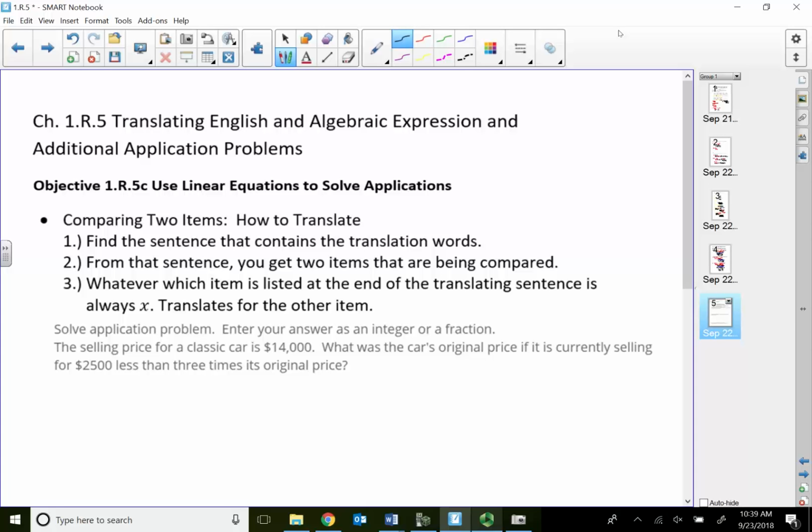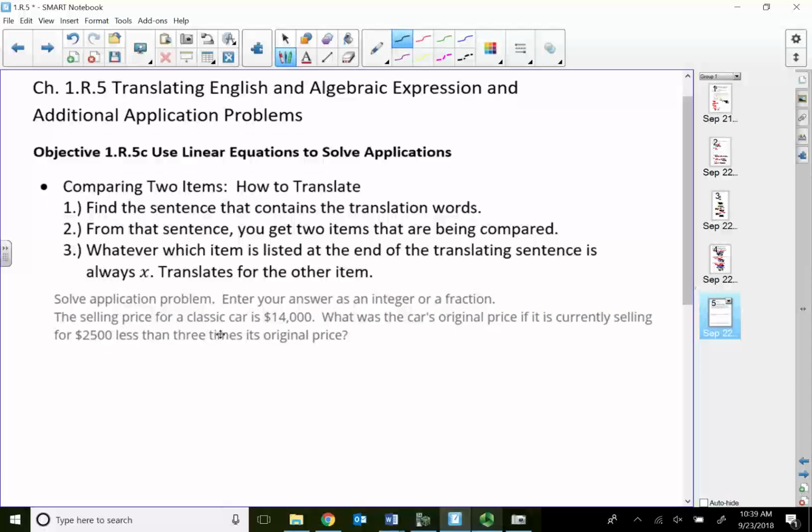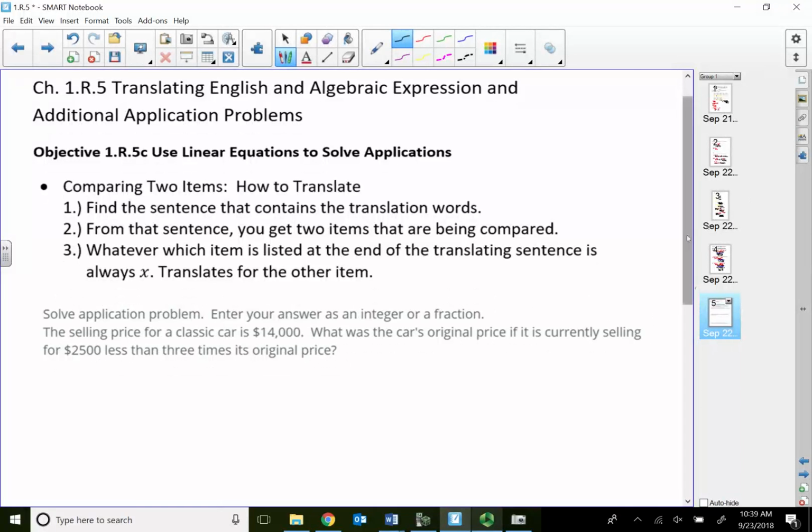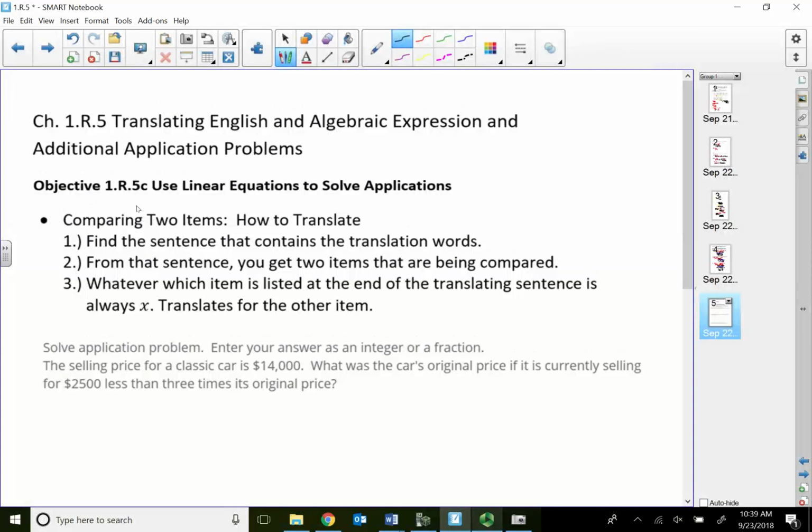Welcome back to integrated review for 1.5. In this lecture video, I've got a few examples that I'm going to show you on how we can use linear equations to solve application problems. These three examples are what I so-called the comparison problems.